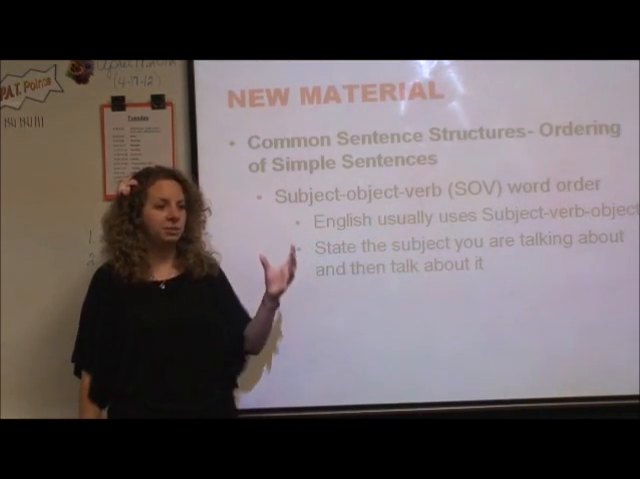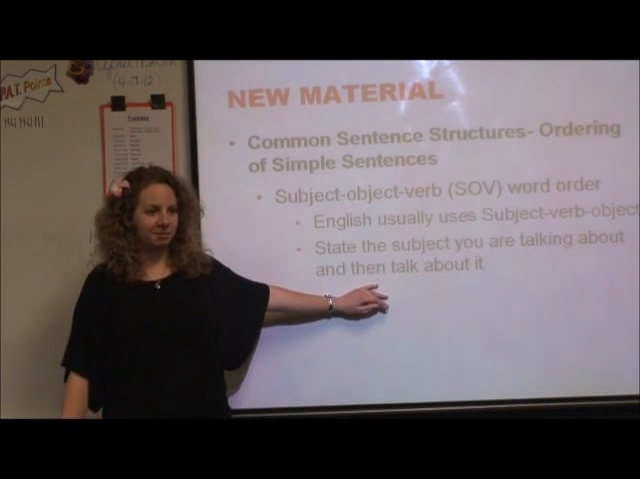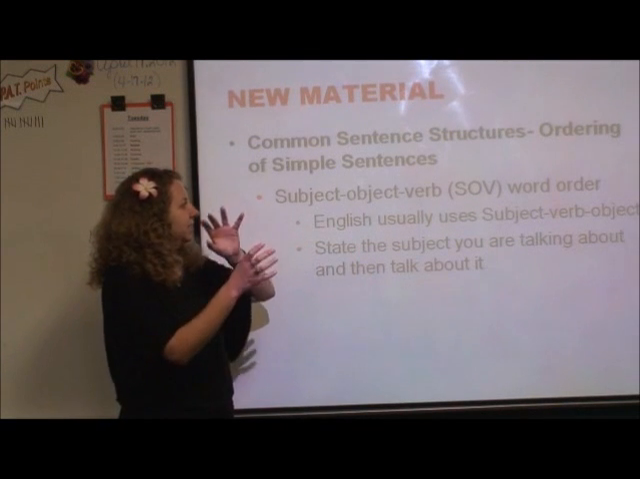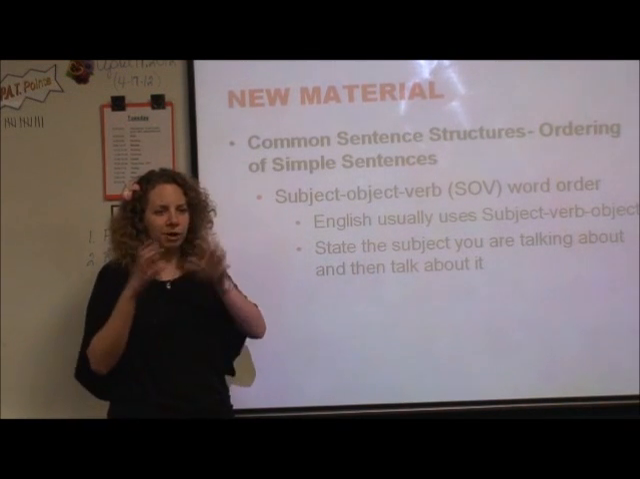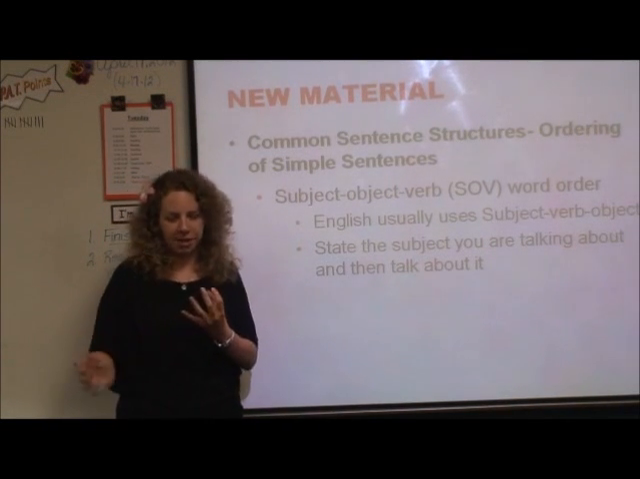So pretty much the best way to explain this, I was told, is state the subject that you're talking about and then talk about it. So don't worry about getting the object and the verb in the right order, but say what the subject is first, and then say what you want to say about it. Okay?